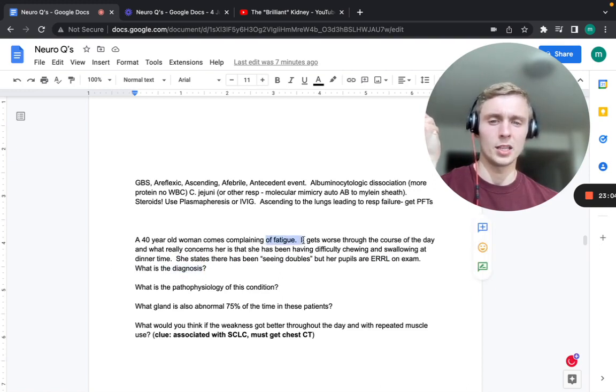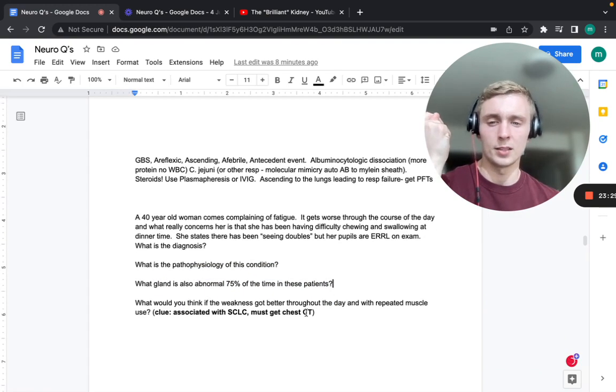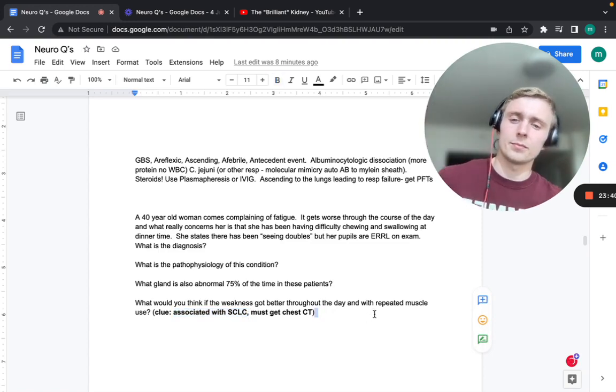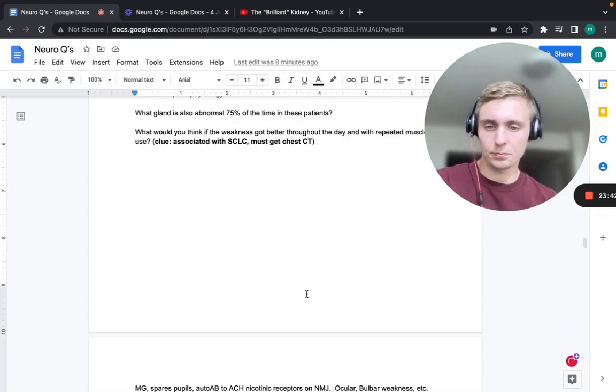So a few things. She's having fatigue. It's worse throughout the course of the day, and she's been having difficulty chewing and swallowing at dinner time, but not breakfast. She's seeing doubles, so she has diplopia, and her pupils are okay, equal, round, and reactive. What's her diagnosis? What is the pathophysiology of this condition? Very important to know. What gland is abnormal 75% of the time in these patients? And what would you think if the weakness got better throughout the day with repeated muscle use? And a clue, it's also associated with small cell lung cancer. So a few questions there for this condition.